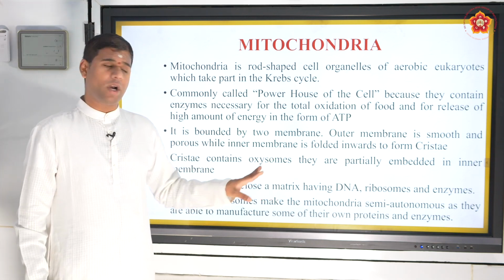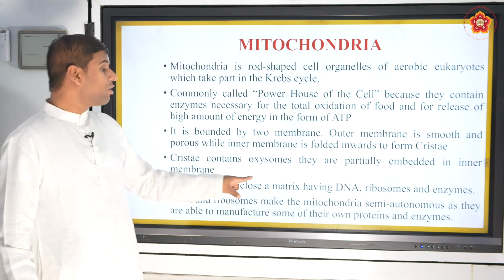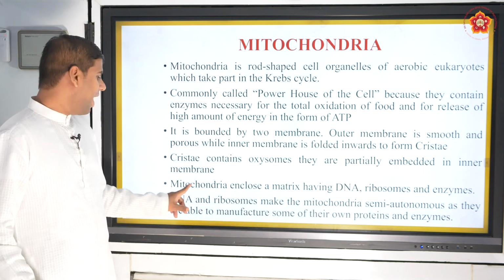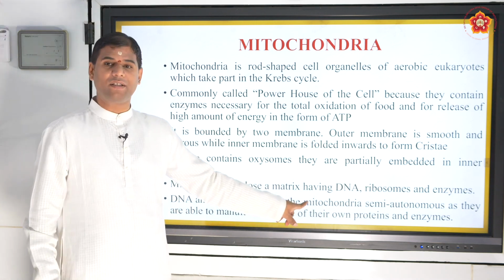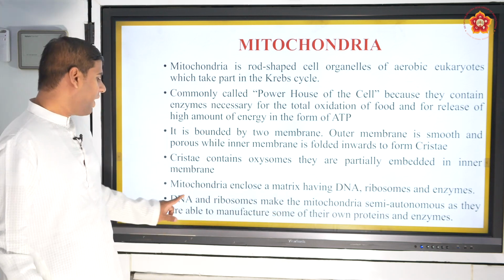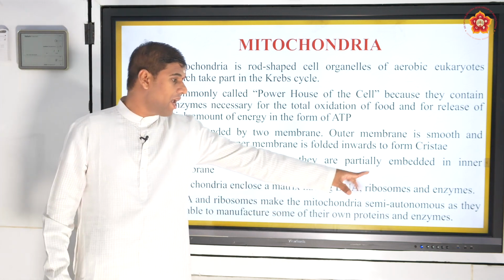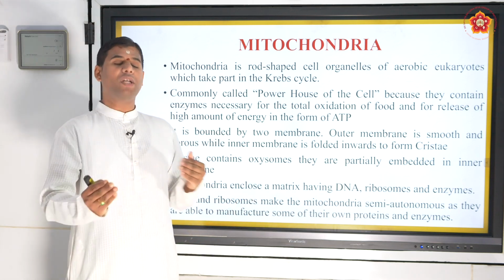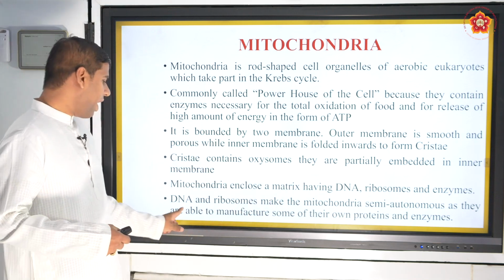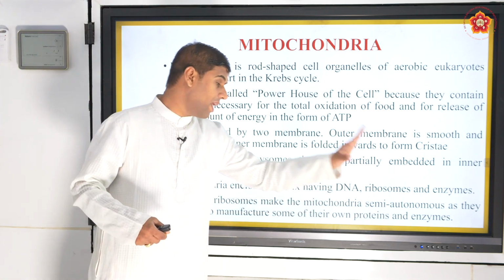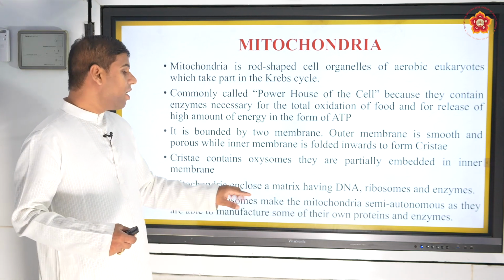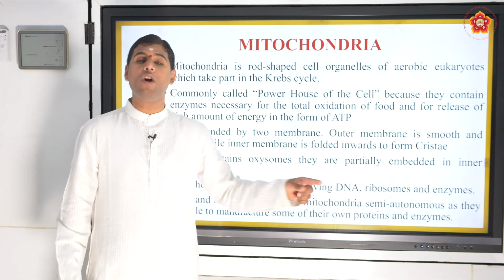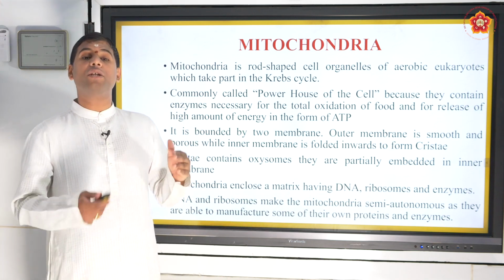That's also a type of organelle, alright? And this mitochondria encloses a matrix having DNA, ribosomes and enzymes. So all these things are enclosed in the matrix. DNA and ribosomes make the mitochondria semi-autonomous. What is autonomous? Fully by themselves. Semi means partially working, alright? As they are able to manufacture some of their own proteins and enzymes, because DNA and ribosomes manufacture their own proteins, it makes them semi-autonomous. Semi-autonomous means partially functioning.